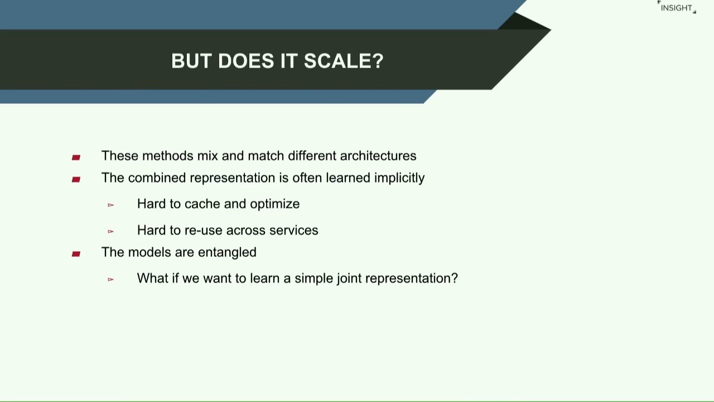And one of the things that we are trying to do in the future is avoid this. Of the many different combined representations of both images and text, in the past different techniques have learned to do this implicitly. So actually having all of the data that you want to do to map from A to B and backwards from B to A. But again, hard to cache and optimize, hard to use across services because these models are entangled. So what we're going to be doing here is learning, what if we want to learn a simple joint representation between the two.